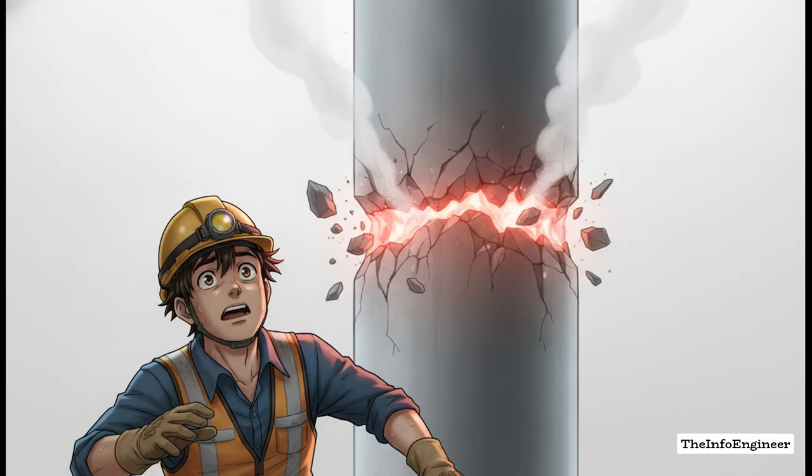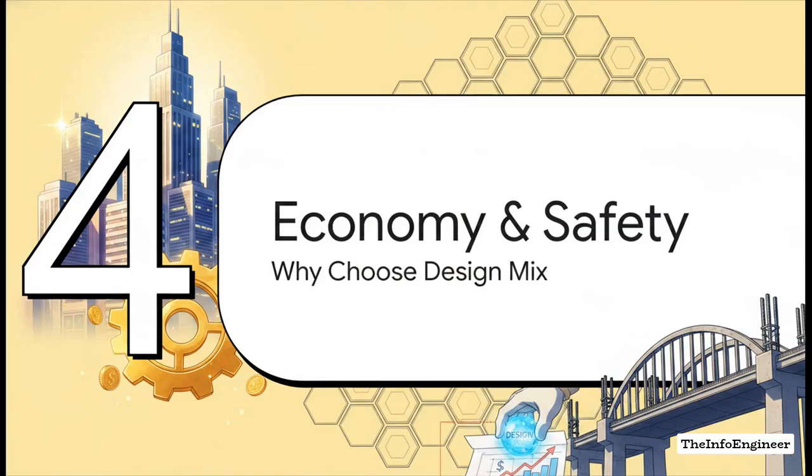Ultimately, relying on some assumed strength for a heavy, load-bearing structure is the massive gamble, and it's one that modern engineering standards simply won't let us take anymore. Which brings us to Section 4, Economy and Structural Safety.